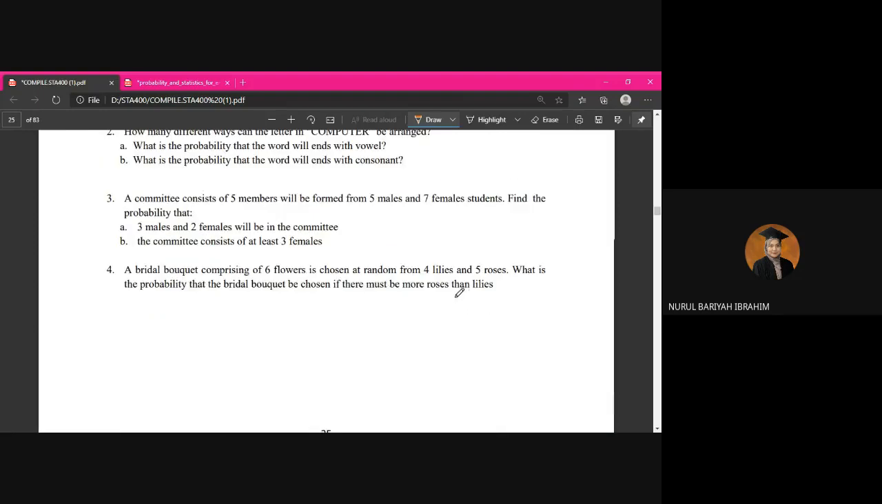Okay. Here another example. A committee consists of 5 members will be formed from 5 males and 7 female students. Find the probability. Dia nak cari probability that 3 males and 2 females will be in the committee. Semua sekali ada 5 males and 7 females. So altogether we have berapa? 12 students. Altogether we have 12 students. We need to find 5 members.